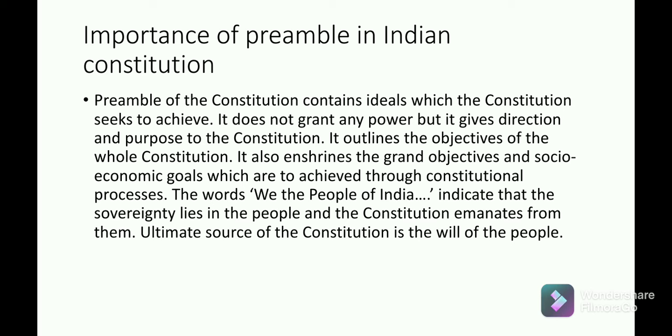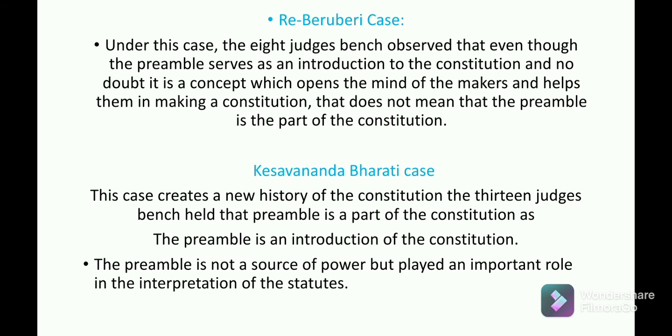In a brief way, if you don't want to go through the whole document thoroughly, you can just pinpoint to the preamble. You can get the important points, and it outlines the objectives of the whole constitution. We, the people, indicate that sovereignty, the supreme power, lies in the people, and the constitution emanates from them. So the ultimate source of the constitution is the will of the people. The people are the main thing, and who are the people? The people of the Republic of India.